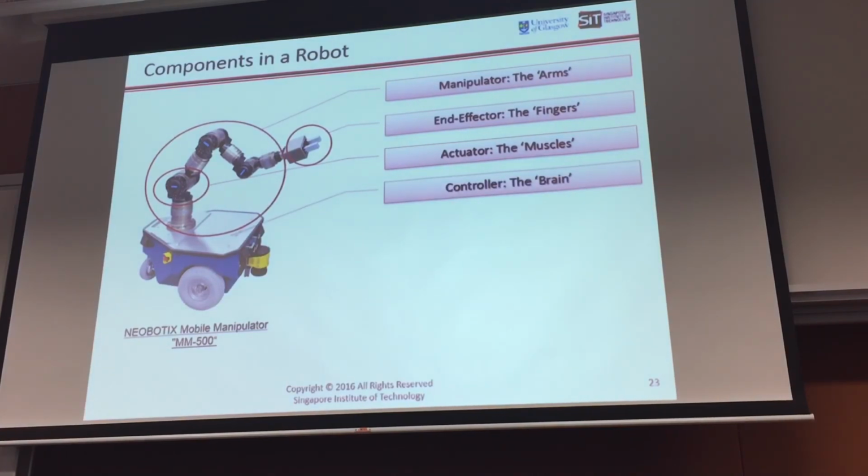Controller, the most important. No brain, can't do anything, even the simplest of tasks. So you can have maybe just embedded controllers as well. That is still a controller. Sensors, very important. You need to know what's going on in the surroundings, be it light, physical sensors, maybe color sensors, temperature, so on and so forth.